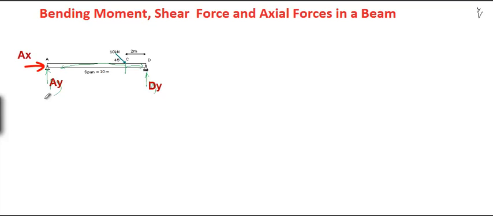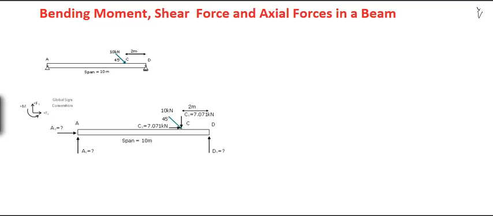From the applied external load to the supports, the beam has to transfer the load internally, and these are called internal loads: bending moment, shear force and axial forces. Before calculating the internal loads, we need to find out the reactions. So let's calculate the reactions first. To calculate the reactions, we need to make a free body diagram. This is the free body diagram of the given load.